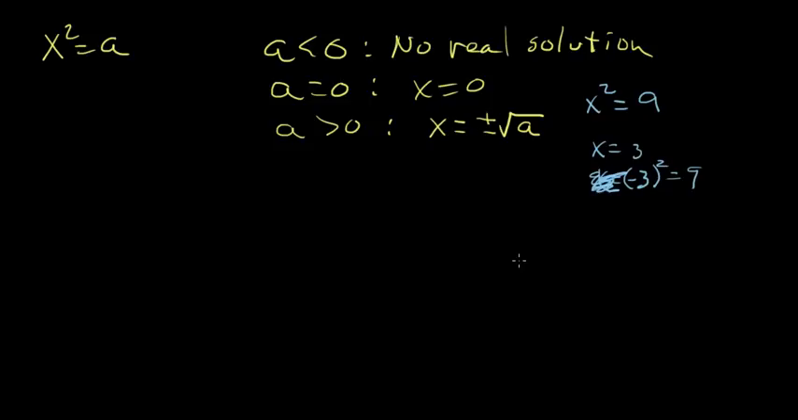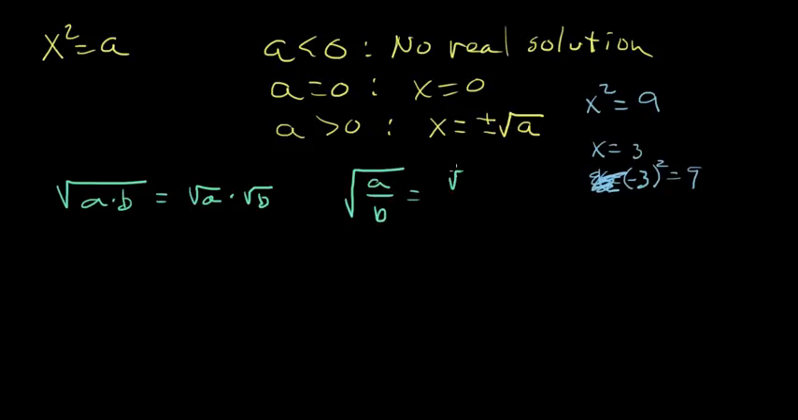Also remember that we talked about some radical properties. The square root of a times b equals the square root of a times the square root of b. And the square root of a over b equals the square root of a over the square root of b. Everybody get that? I'm pretty sure we covered this, but if we haven't, just realize that that's the case, because we're going to need that for simplifying some of our radicals.